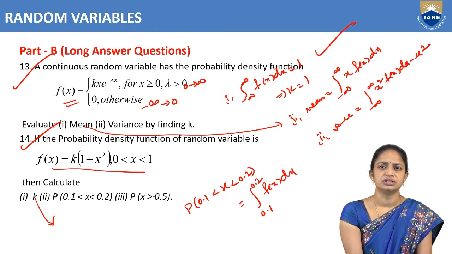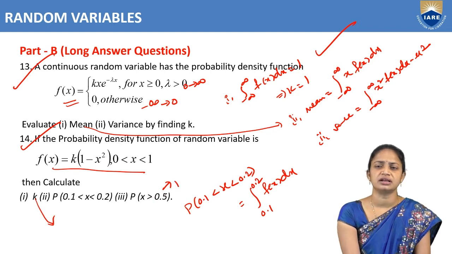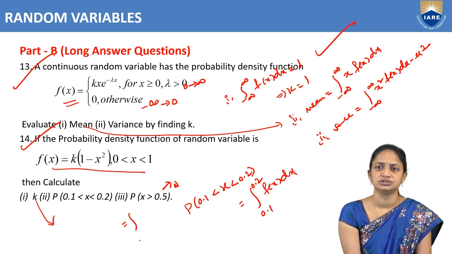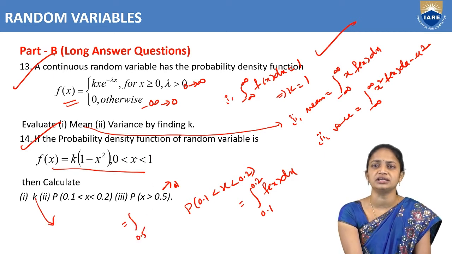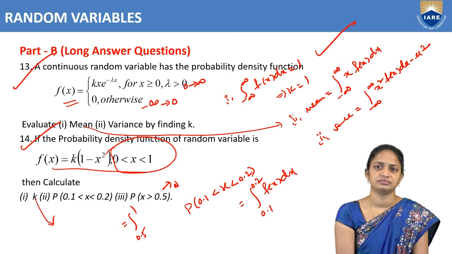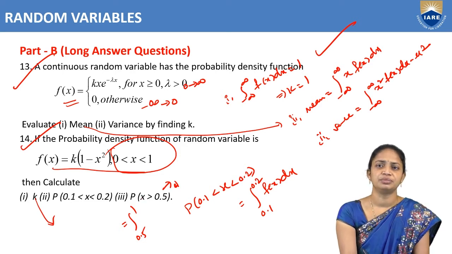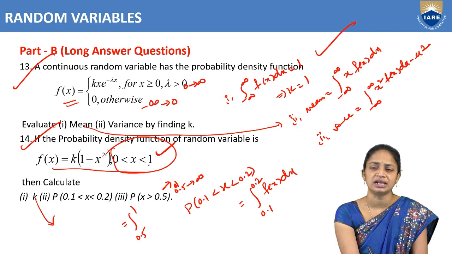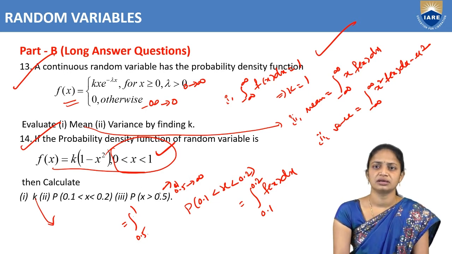What about this one? The probability of x greater than 0.5 would actually be from 0.5 to infinity, but here we have limits 0 to 1. So that's why we write the integration from 0.5 to 1 of f(x) dx.